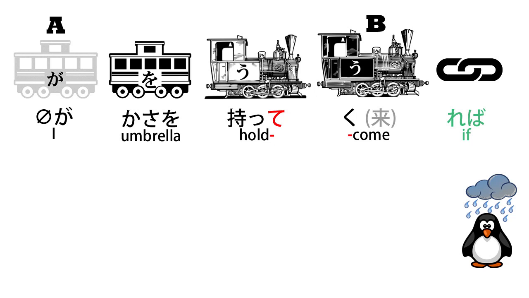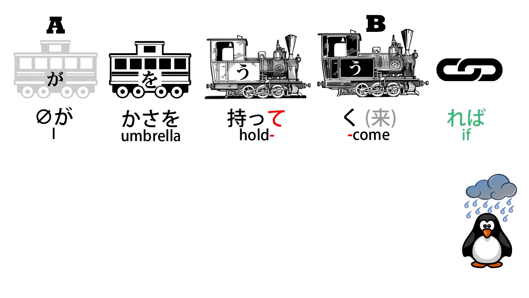Kasa wo motte kureba, which is simply kasa o motte kuru, bring an umbrella, turned into its conditional form, if I bring an umbrella. And that's going to be thrown into the past tense by the final engine in the sentence, which is the way Japanese works. So we have clause 1, which is kasa o motte kureba. We know that it's a complete clause, and we know it's going to be followed by a second clause because we have a conjunction there in the form of a conditional.